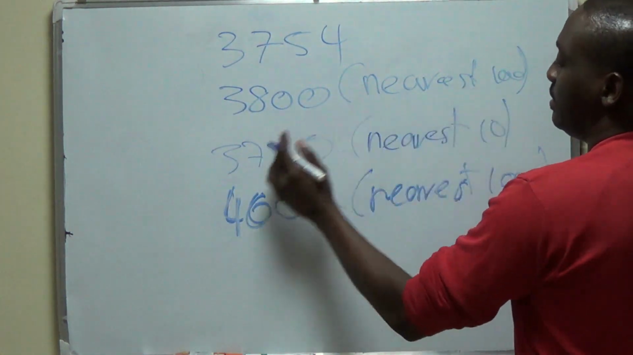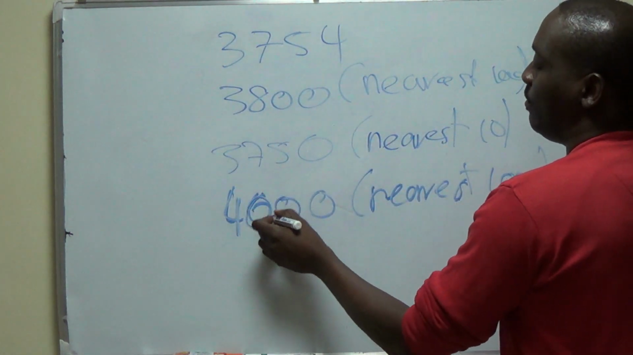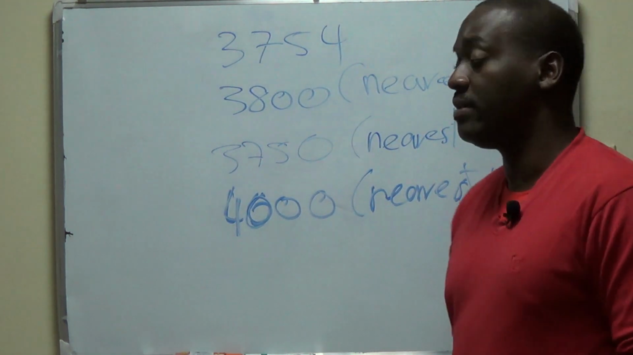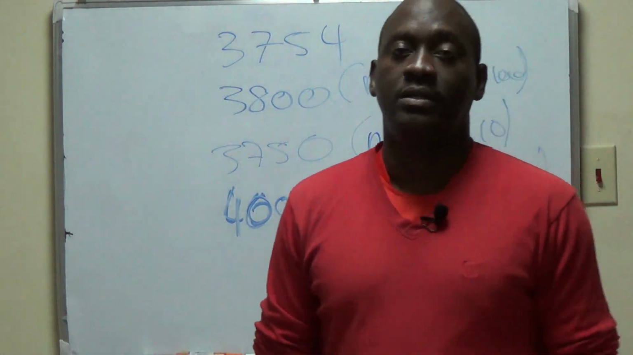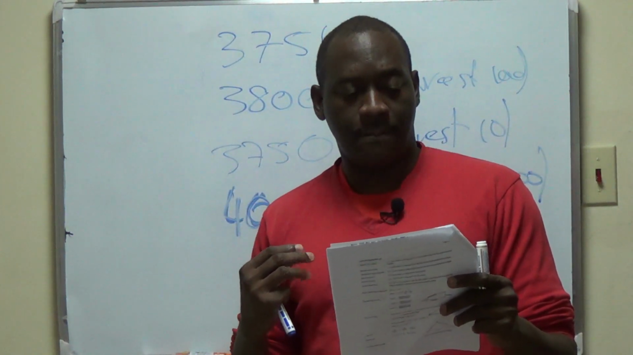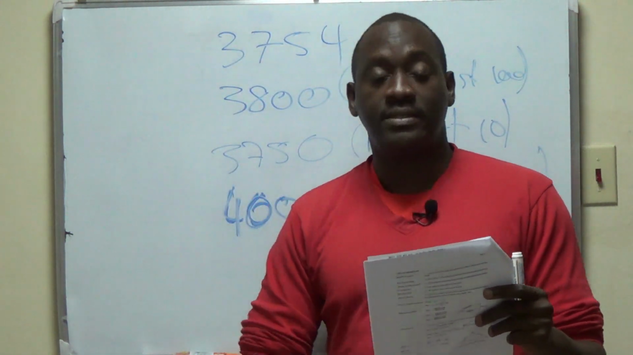So that is it. 3800 to the nearest 100, 3750 to the nearest 10, and 4,000 to the nearest 1000. Quick revision of some of the basic numerics. That's the answer. So in this case of the multiple choice, your answer would actually be answer C, 3800.